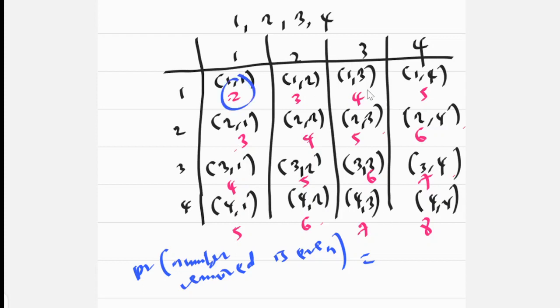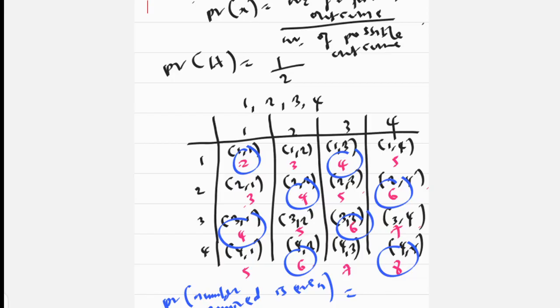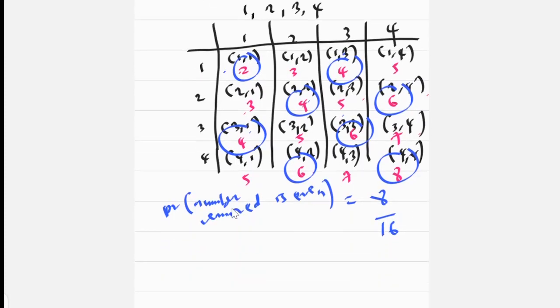This is even, this is even, this is even, this is even, this is even. Yeah, this is also even, this is even, this is even. I hope you understand now. So if you count the number of even sums together, you will see that we have 1, 2, 3, 4, 5, 6, 7, 8. Then we have 8 divided by 16. That is the possible outcome.